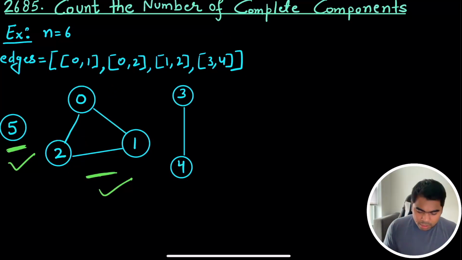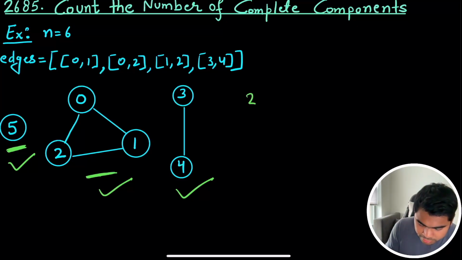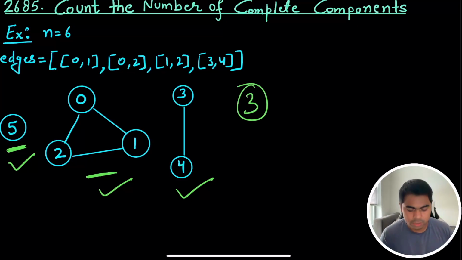But how about this one, the third connected component? Is this also a complete component? Well, it is, because there are 2 nodes, 3 and 4, and you can tell that 3 and 4 are connected to each other. So 3 is connected to the only other vertex in this component, so it is connected to 4, and 4 is connected to 3. So that is why this is also a complete connected component. So the answer here would be 3.